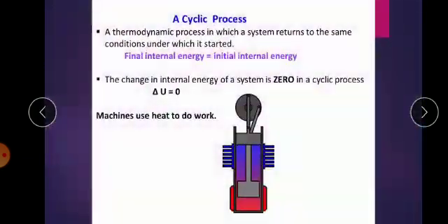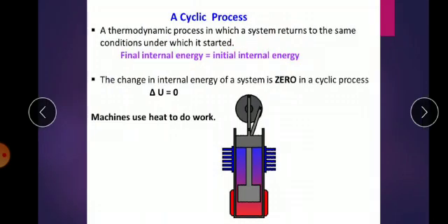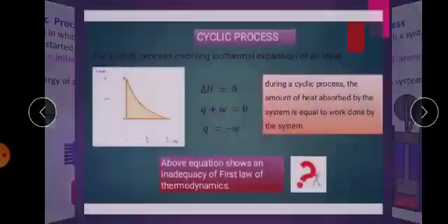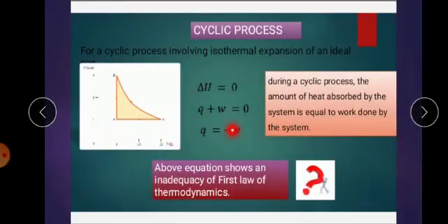So here ΔU is equal to 0. It means that in a cyclic process, the final internal energy will be equal to the initial internal energy. The change in internal energy of the system is 0 for a cyclic process. So ΔU is equal to 0, ΔH is equal to 0, as well as ΔP is equal to 0, ΔV is equal to 0, and ΔT is equal to 0. In this cyclic process, ΔU is equal to 0, so Q is equal to minus W.